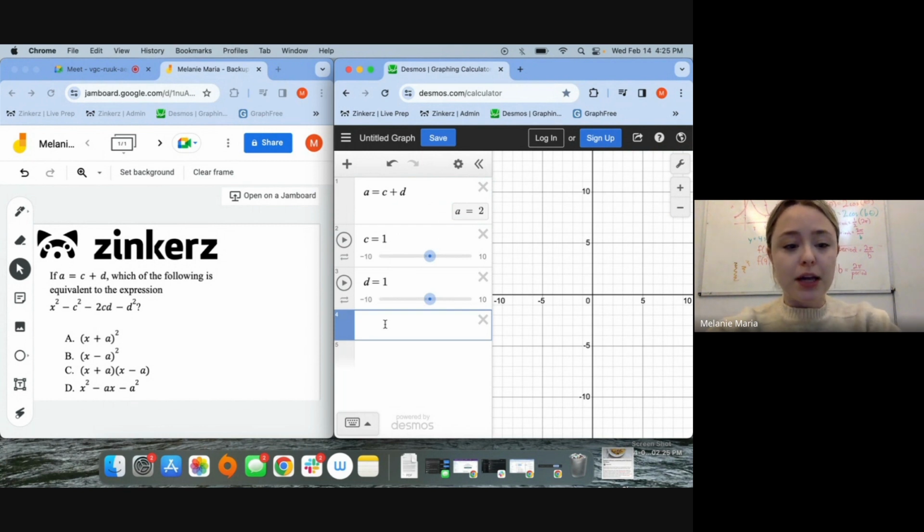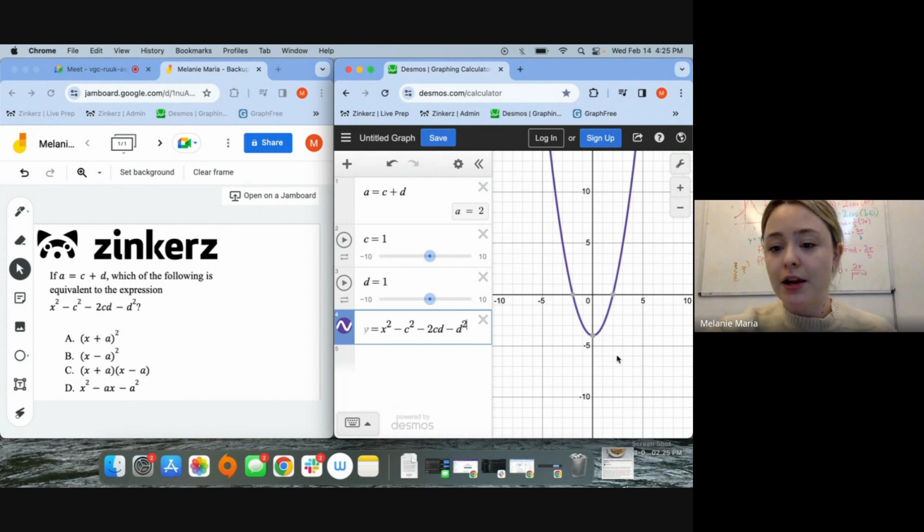I'm now going to plug in this second expression, x squared minus c squared minus 2cd minus d squared. And I'm going to put it in terms of y, just to make it look like an equation here. And again, just typing it in exactly how I see it, making sure not to make any silly mistakes along the way. 2cd minus d squared. And here you can see this purple parabola we have a picture of here.